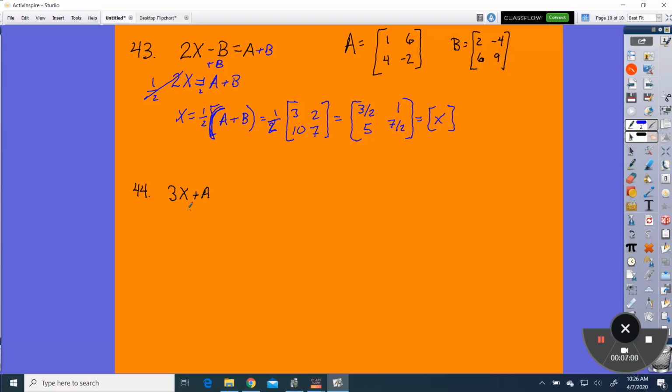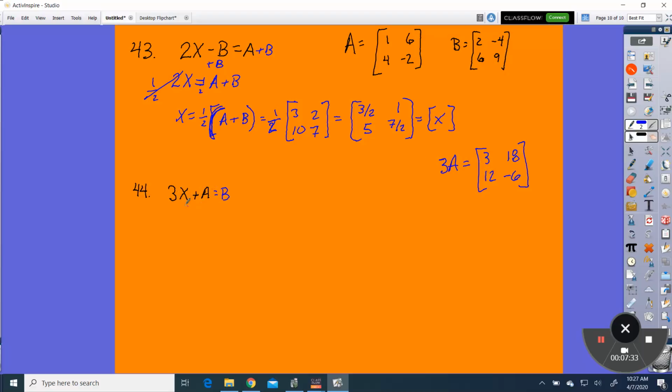On 44, it says 3x plus A equals B. Okay, I was thinking I chose one that had a number in front. If I had 3A or 2B, you'd distribute that. So just suppose that I had 3A. That means I take all the numbers inside of A and multiply them by 3. So 3 times 1 is 3. 3 times 6 is 18. 3 times 4 is 12. 3 times negative 2 is negative 6. So that's what 3A would equal, okay?